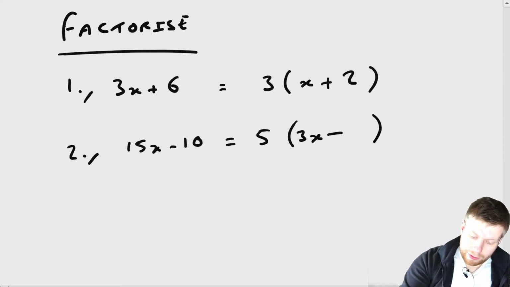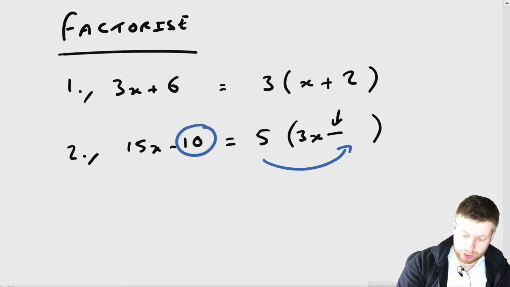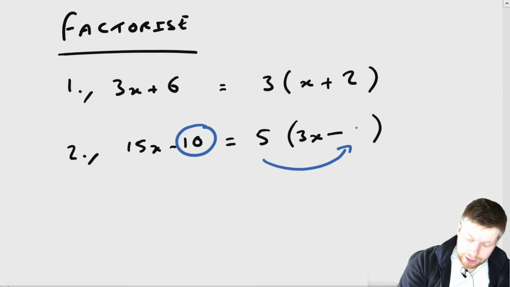Okay? Now if I do the same with the second term, 5 times what gives me 10. Okay, remember I've already got the negative here, so I don't need to worry about the negative 10. So 5 times what gives me 10? Well, I know that that has got to be 2. So 5 times 2 gives me 10.